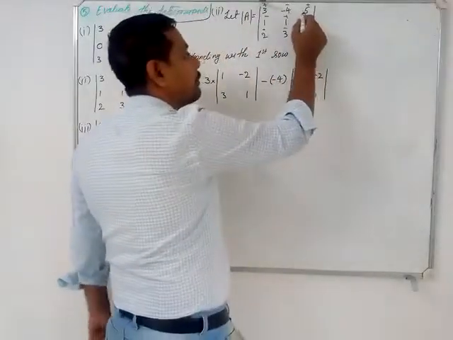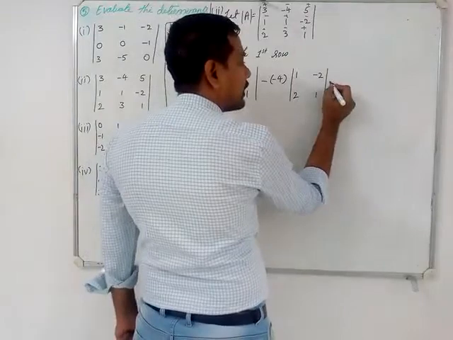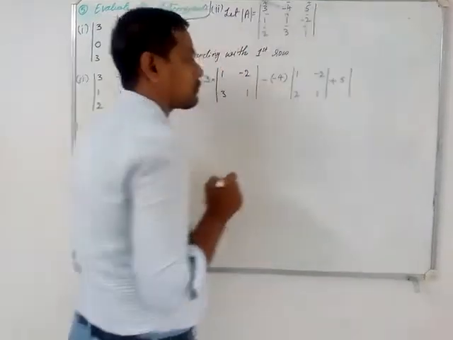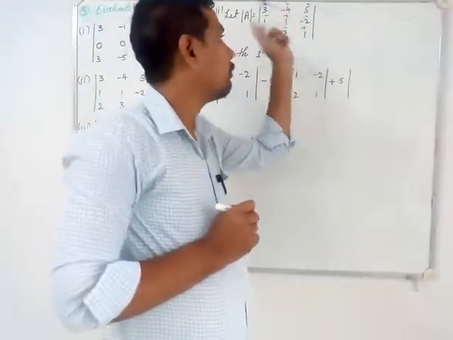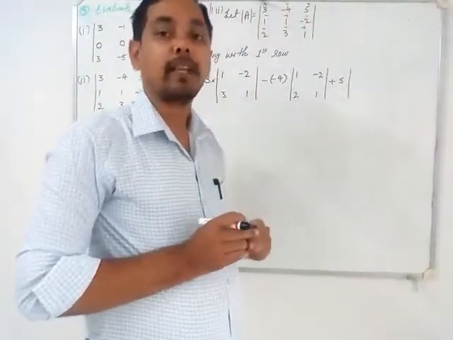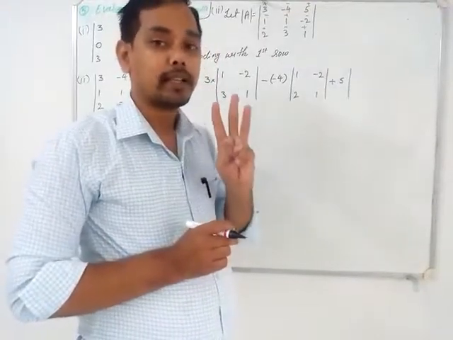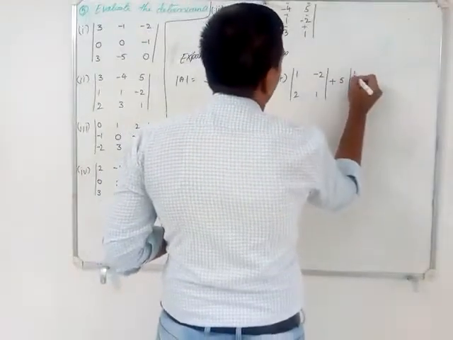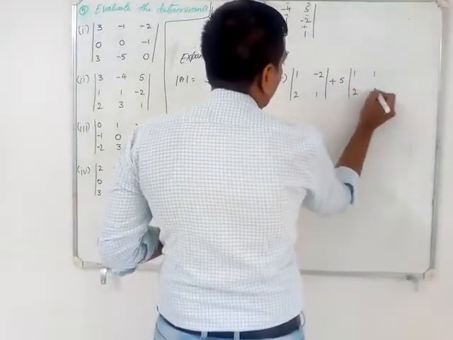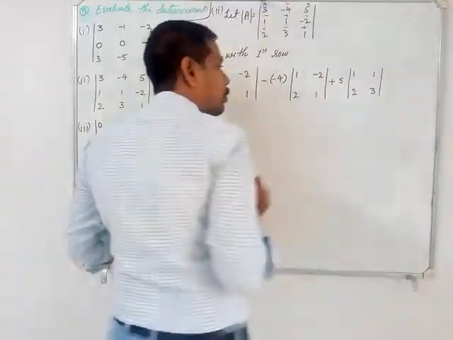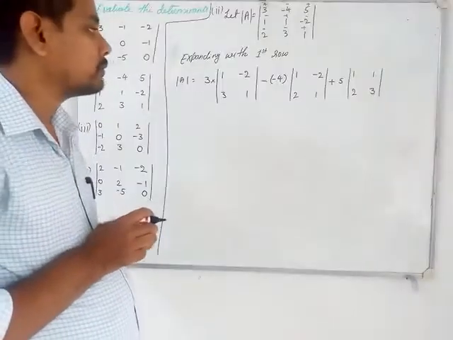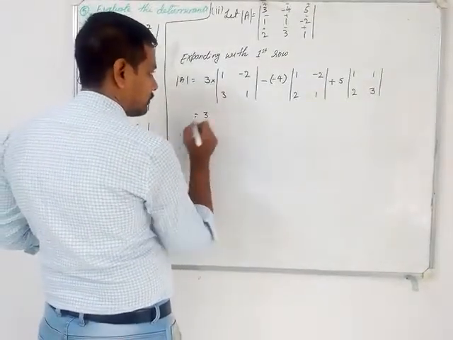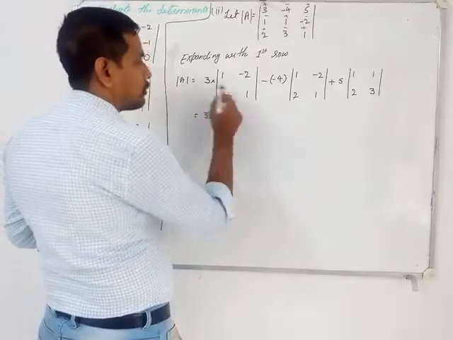Fine. Next is the plus 5. Plus 5 is there in which row? First row, third column. So neglecting the first row and third column, we have 1, 1, 2 and 3. So what is the value of this determinant?